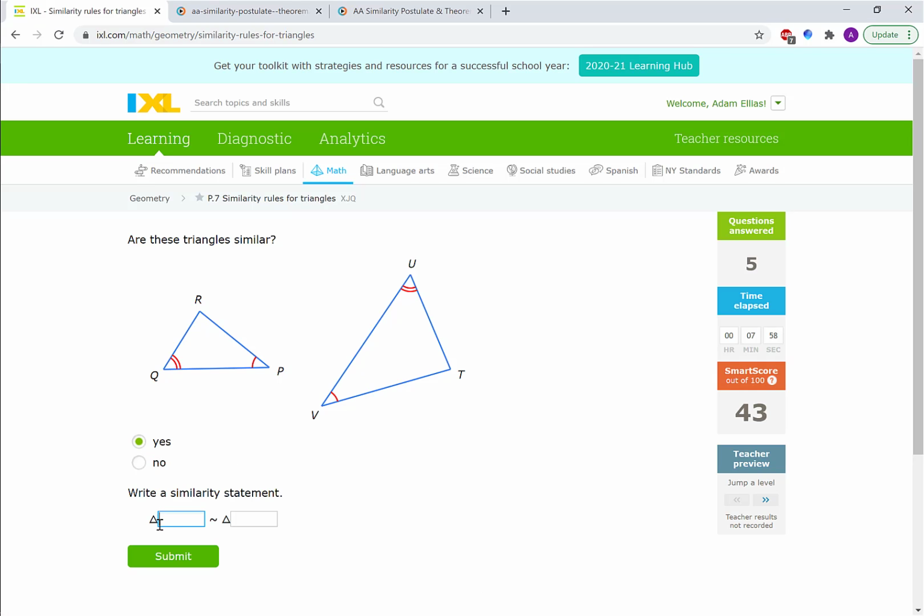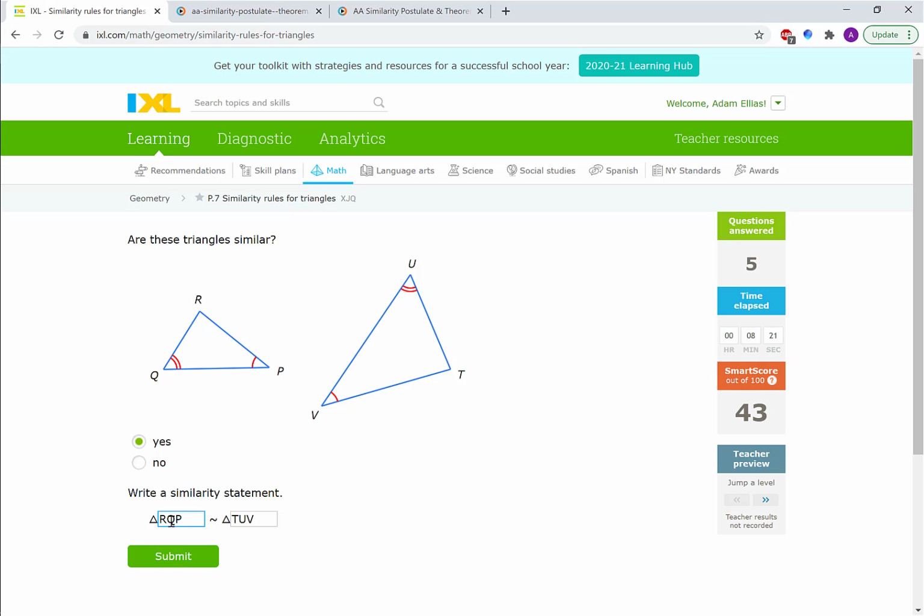So yes, you could write it up any way you want. I'm going to go blank, 2, and 1 congruence mark. Then I'd have to repeat that. It would have to be T, U, V. Just to show you that I can do it another way, I'm going to change the letters.